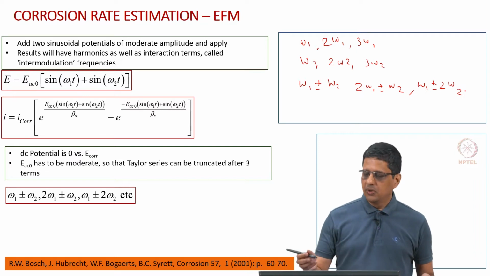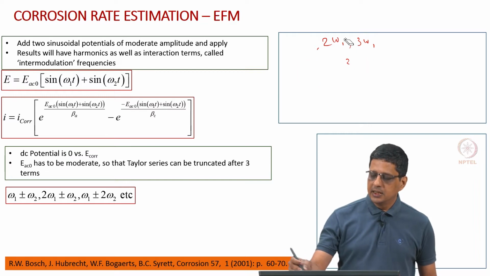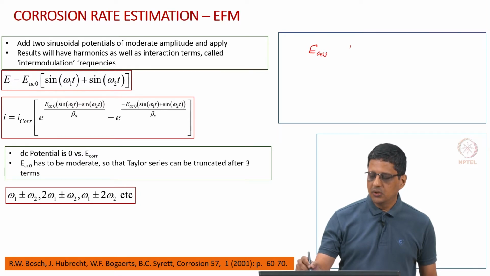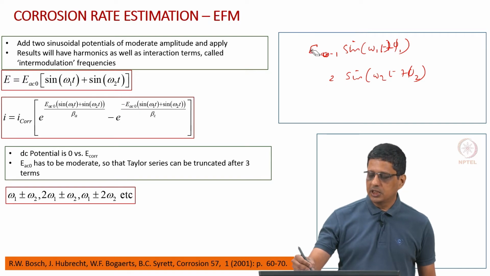In general, one should be able to use this technique with even different amplitudes and different frequencies for the sinusoidal waves. That is, instead of saying it is E_AC0, I can write E_AC0,1 sin(omega 1 t plus phi 1) plus E_AC0,2 sin(omega 2 t plus phi 2), but then it becomes very complex and it is not necessary, but it is just possible, you should be aware of that.